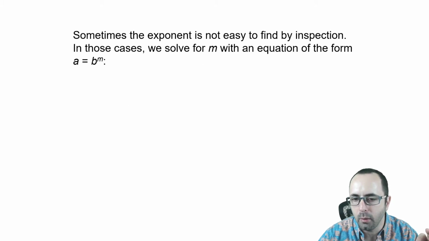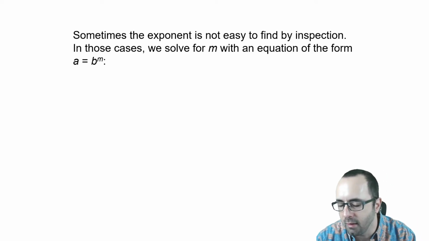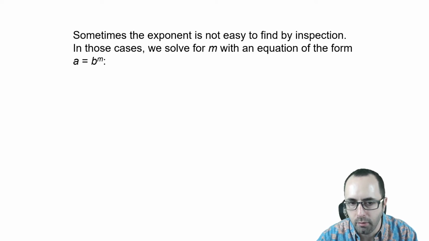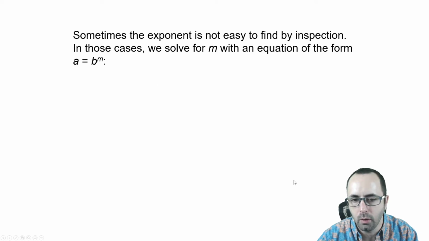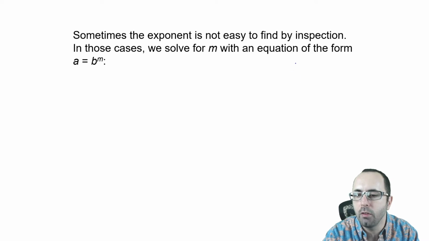Now this is what I was getting at here. So sometimes the exponent is not as easy to find just by looking at it, but you do have a way of figuring this out. And so here's how you're going to do it. I have the answer there, but let's use our last example. We had 1.99 equals 2 to the m power.